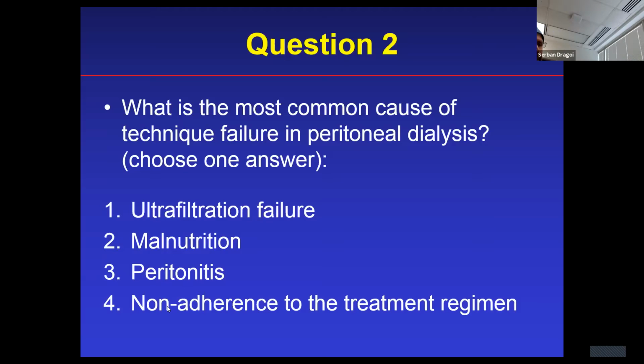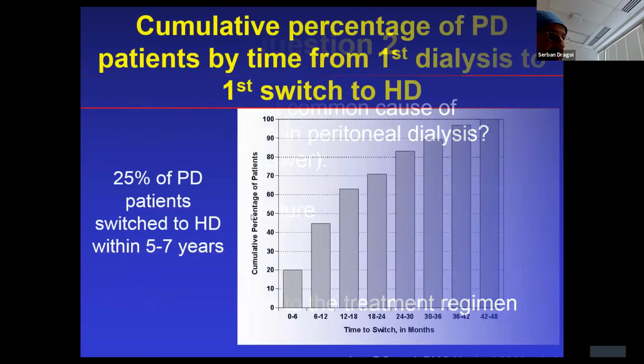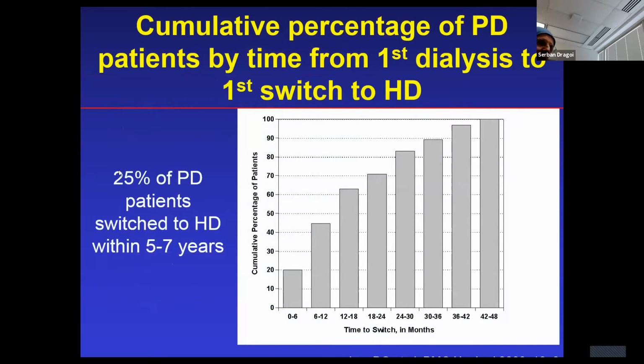Peritonitis is by far the most frequent problem. Non-adherence to the treatment regimen is a problem. And ultrafiltration failure, usually after 2-3 years on PD, happens occasionally. So 25% of PD patients switch to HD within 5 to 7 years. And interestingly, 60% of PD patients are not doing PD at 2 years. In one study, at 2 years, 60 out of 100 patients were doing something other than PD. And unfortunately, a small proportion passed away.